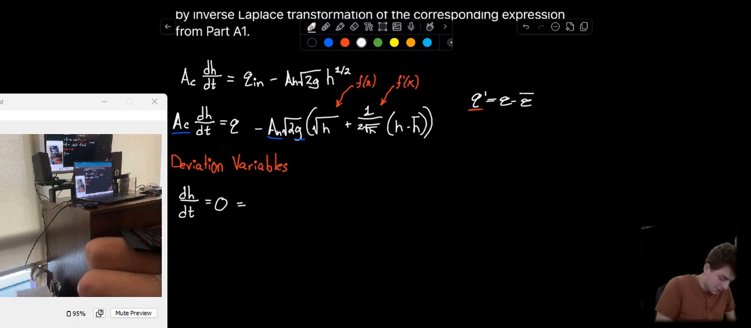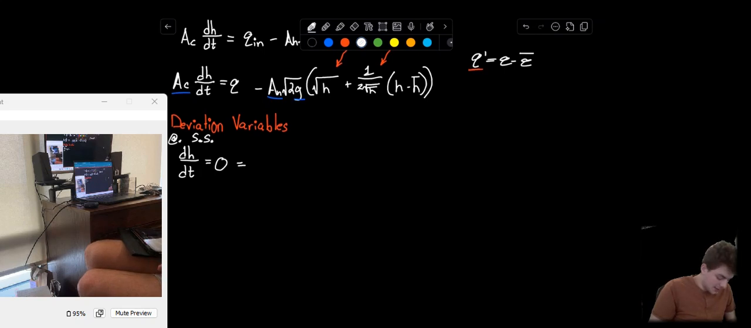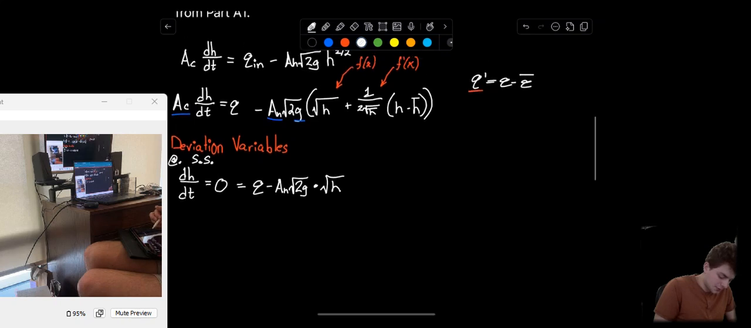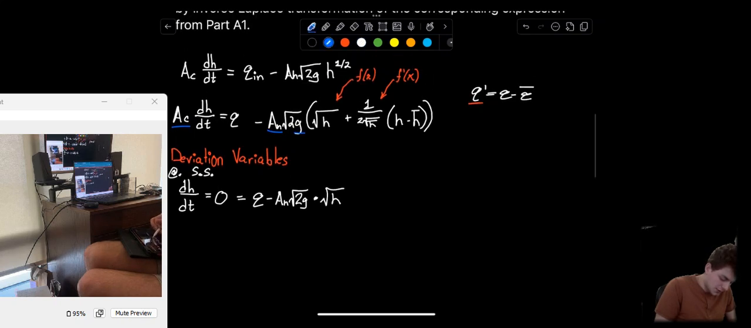So now when we come back to steady state here, what we want to look at is, well, our change in height is going to be 0, which is our volumetric flow rate minus area of the hole square root 2g times square root h here. And so then, I guess, because of course this term is going to go to 0 in steady state, right?